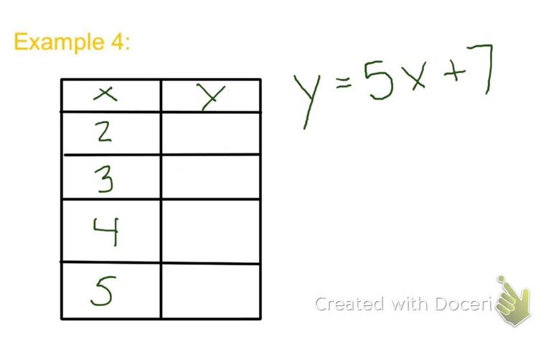Example 4. So the problem is y equals 5x plus 7. And the table that you can see has the x and y coordinates. The x coordinates are 2, 3, 4, and 5. We don't know the y coordinates. So we have to plug the x coordinates into the problem so we can solve it. The first one we're going to do is the 2.